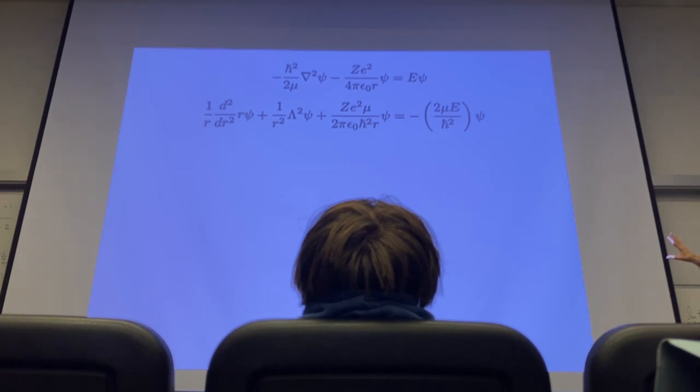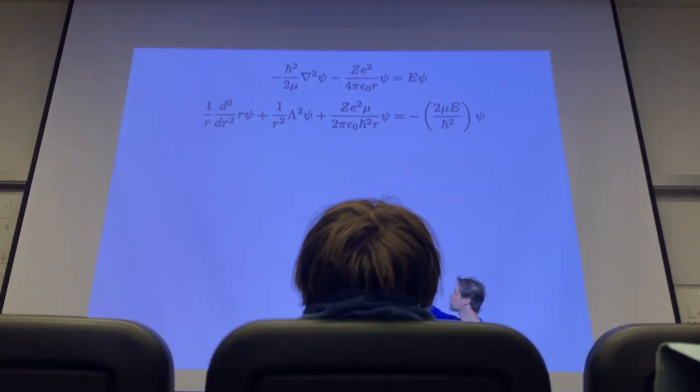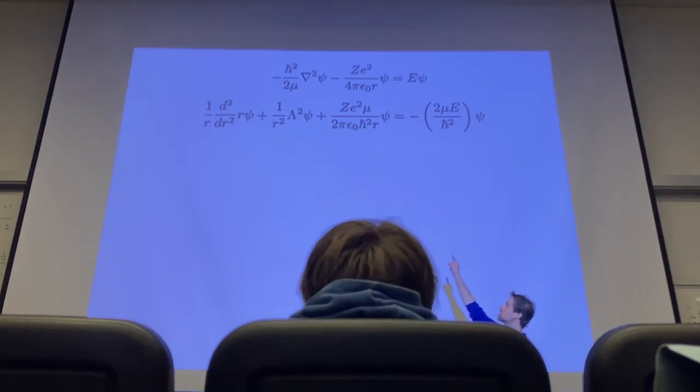The first two terms are the second order derivative with respect to r. That's the first one. And the second one is this lambda thing that's Legendrian. We've seen it already. That is the second order derivative with respect to theta and phi. So that is the kinetic energy. That is my potential energy part.